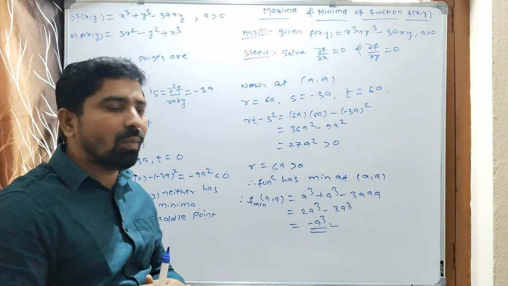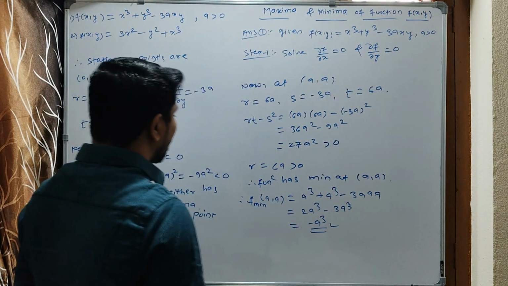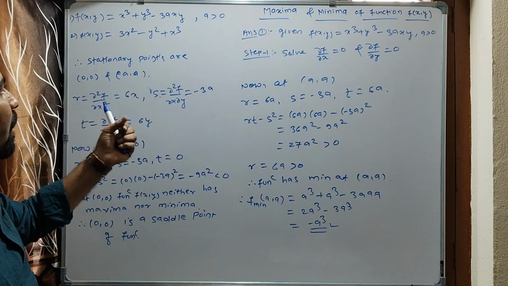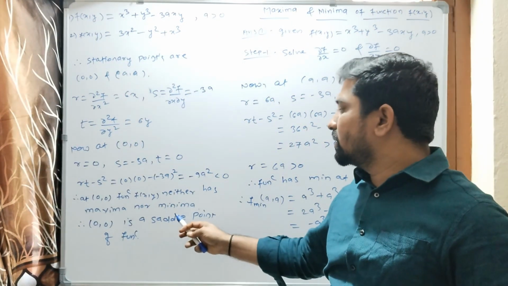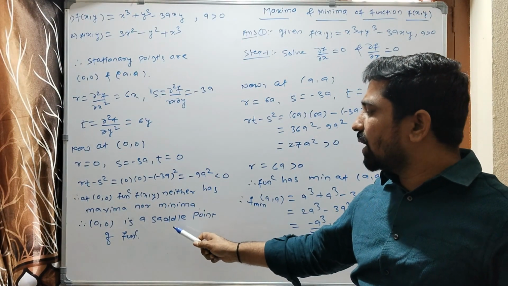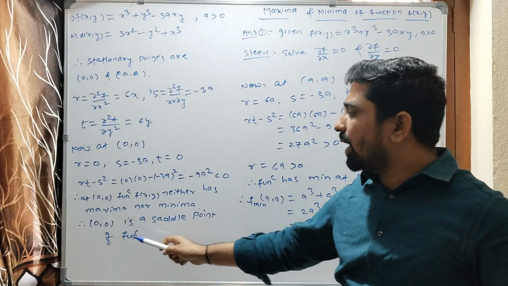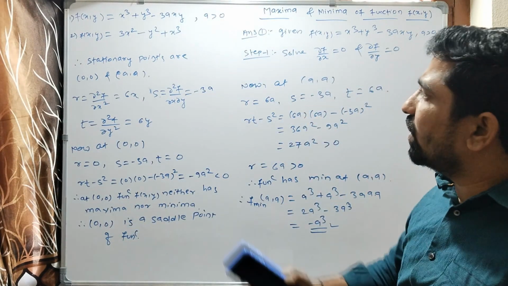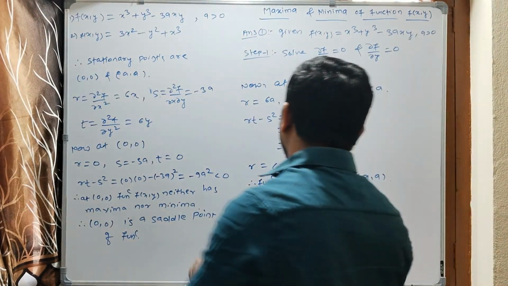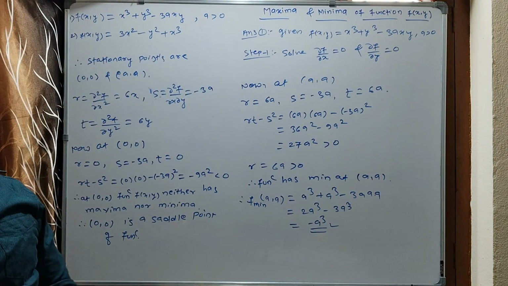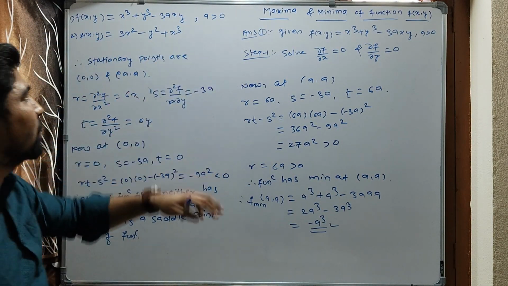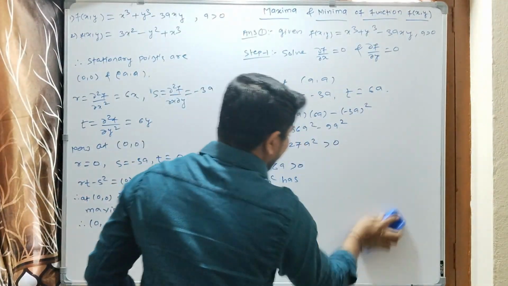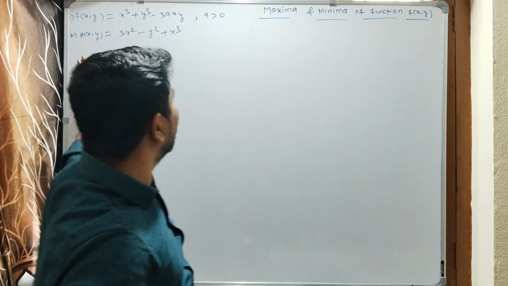Now I want to solve my example number 2. So here this is the minima of my function at (a, b). This is the function, which neither has maxima nor has minima at (0, 0). Now I want to solve example number 2. So here I want to discuss the maxima and minima of my function 3x square minus y square plus x cube.